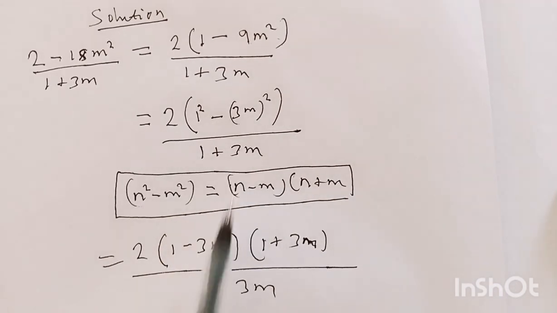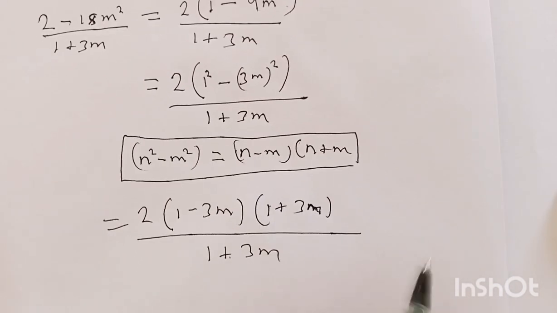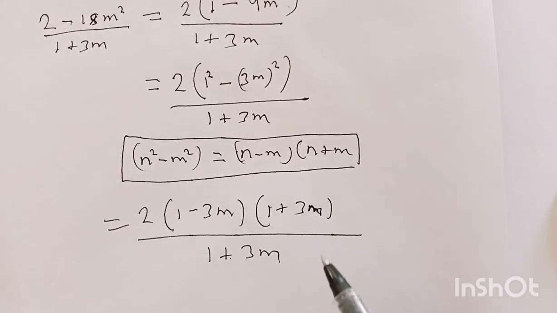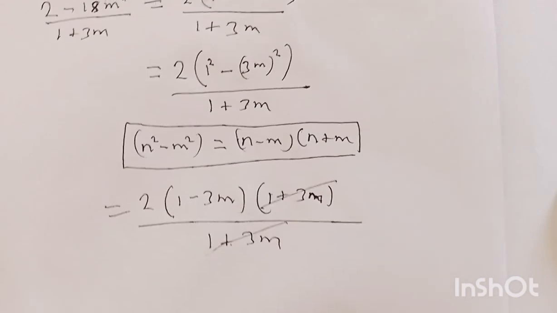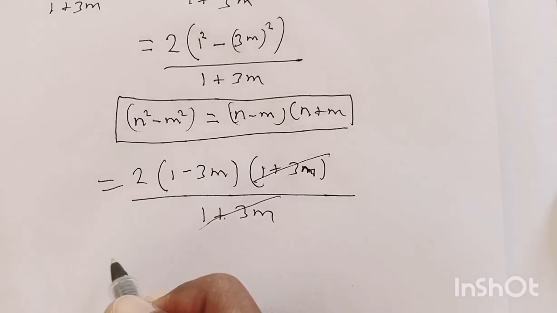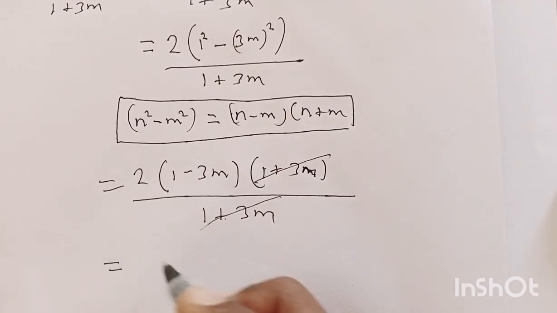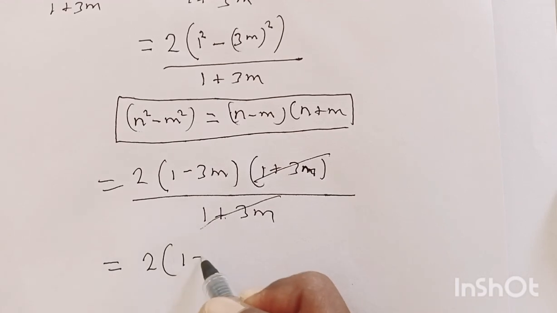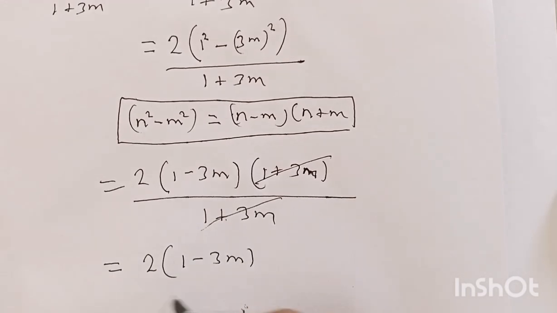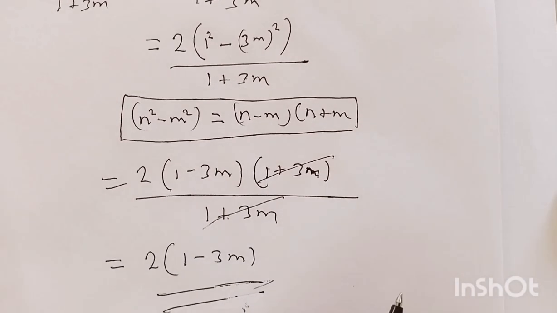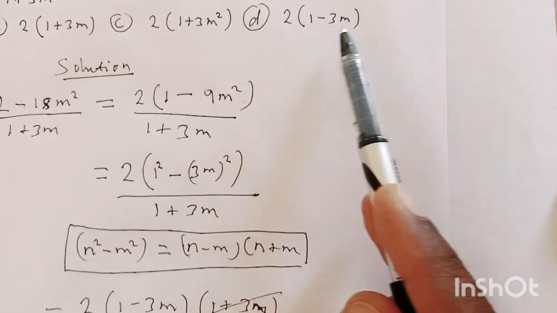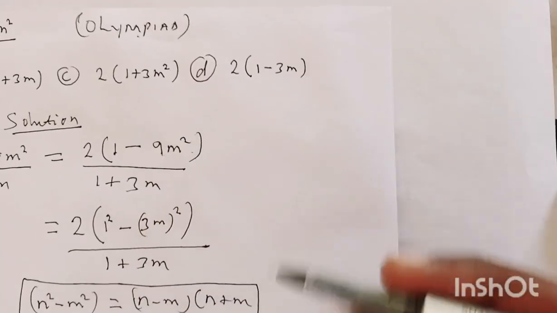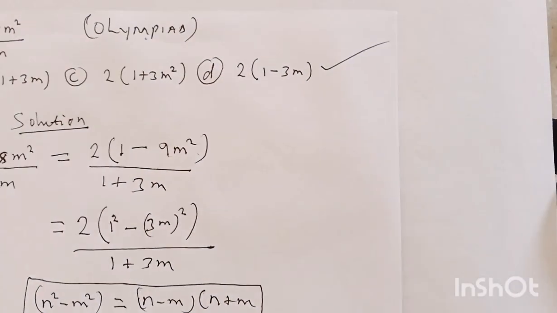This is the numerator. You write it again here. From there, you see you have 1 plus 3m here and you have 1 plus 3m here. So 1 plus 3m cancels 1 plus 3m. So you are left with 2 into 1 minus 3m, and that is the final answer. So you see, 2 into 1 minus 3m. Option number D is the correct option. Thank you.